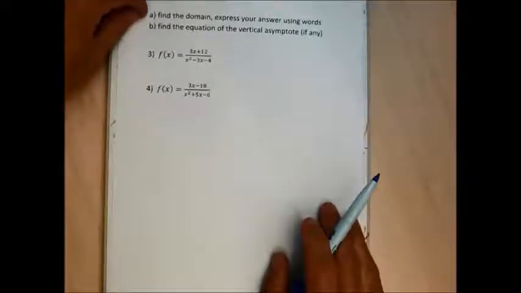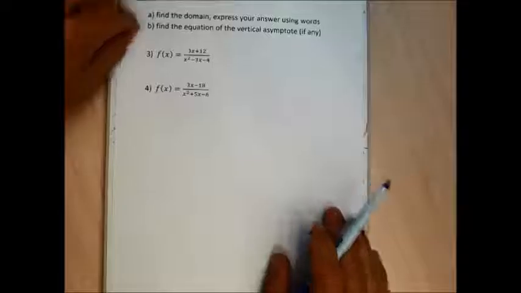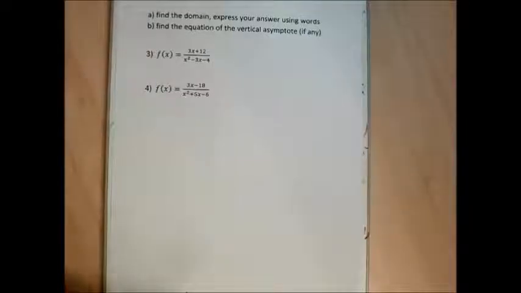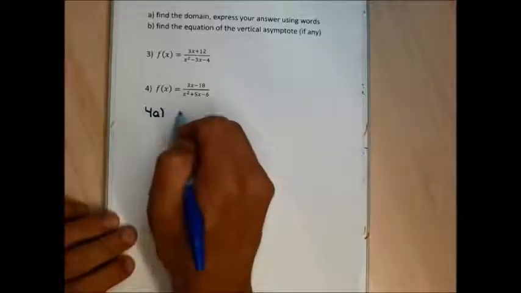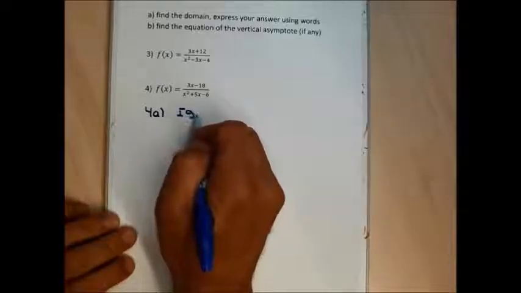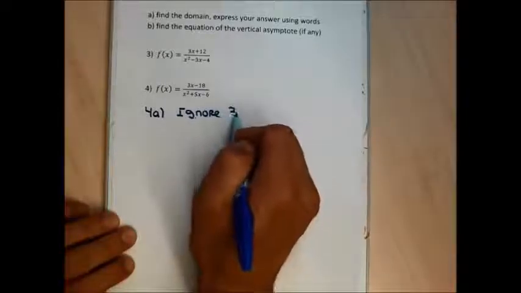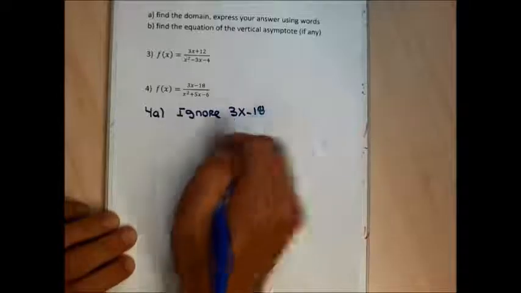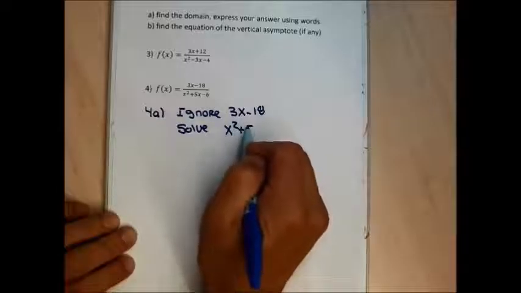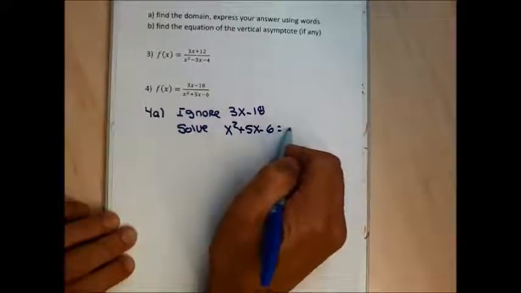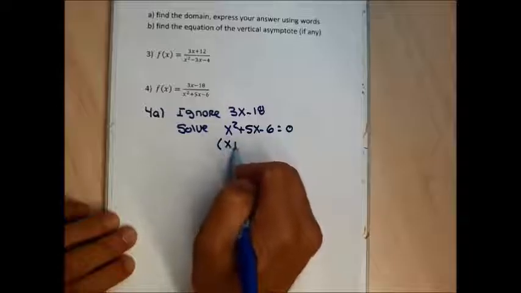So as I go to do questions 3 and 4, part A, find the domain, express my answer in words. Part B, write my equation of the vertical asymptote. They're going to be very tied together. So for 4A, to find the domain of the fraction, I'm going to ignore the 3x minus 18, and I'm going to solve x squared plus 5x minus 6 equals 0. When I solve this, I'm going to solve by factoring because of the square.